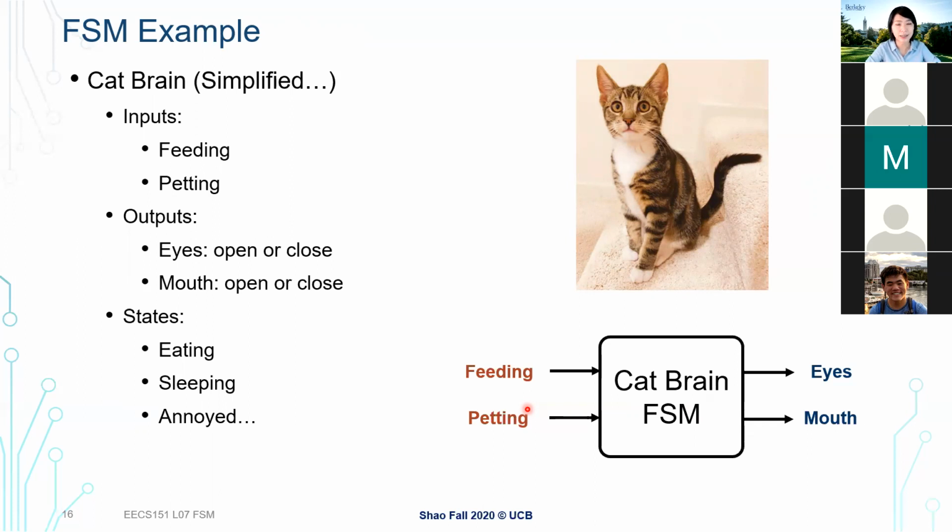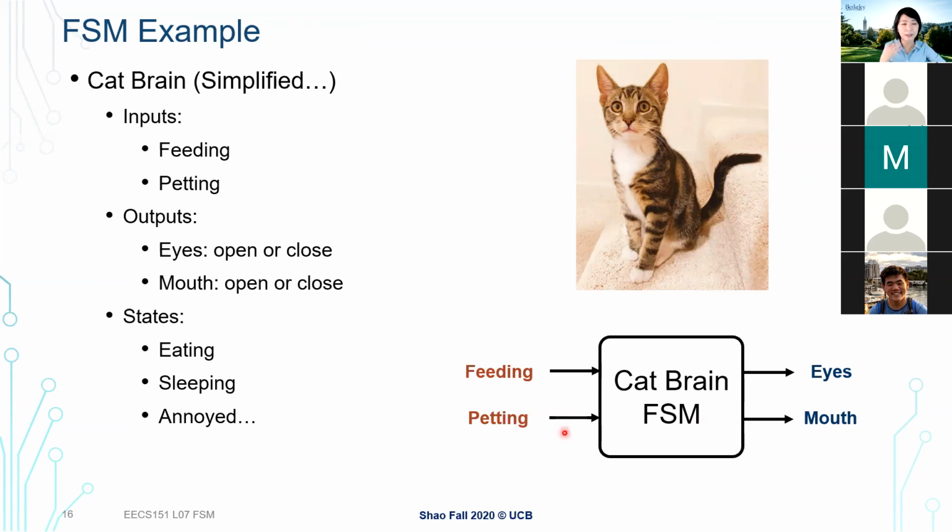So what are the states? We talk about input. For any finite state machine, we have inputs and outputs, and then it also has some internal state to describe the current state of the circuit, right? So for this example, again, a very simplified cat brain, let's assume that our cat only has three very simple states: either the cat is in the eating state, or in a sleeping state, or in a being annoyed state, based on our inputs.